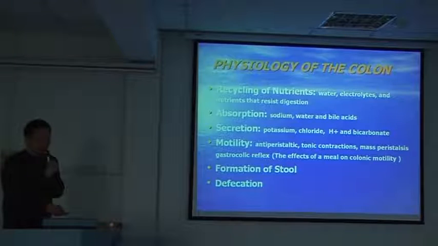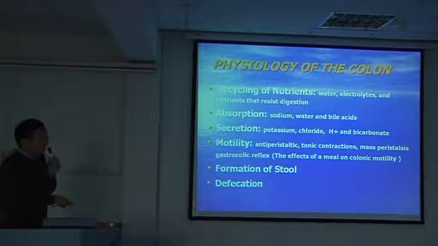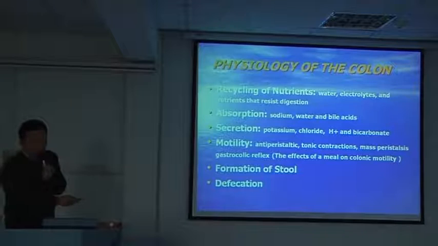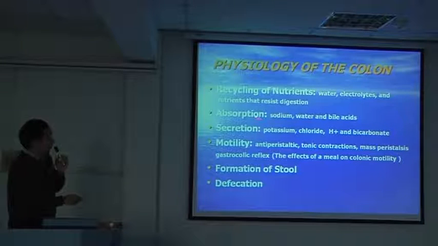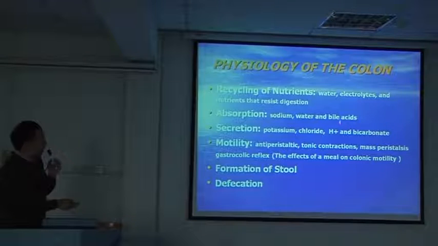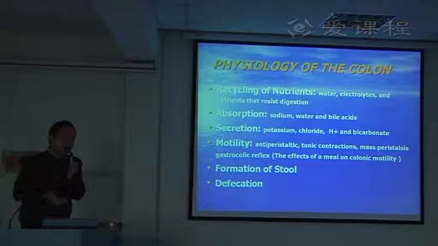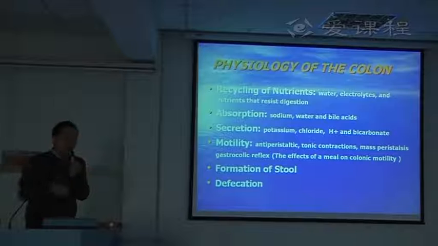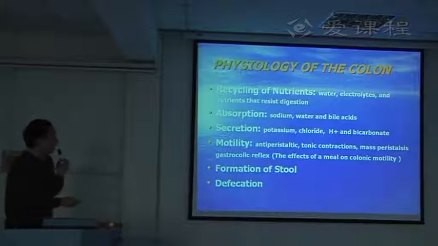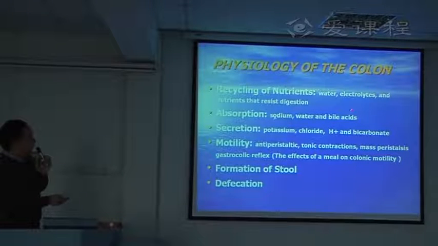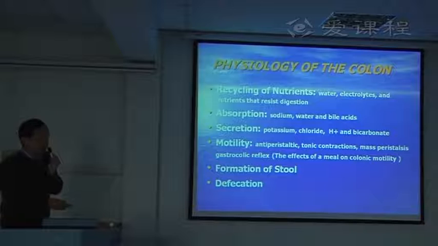Okay, then go to the physiology of the colon, which I just symbolize. The cycling of nutrition and absorption: some sodium, water, and bile acid can be absorbed. Because the material in the ileum area is fluid, and after it forms feces, it dries. So a lot of water, sodium, and bile acids can be absorbed, and also secretions: potassium, chloride, hydrogen, and bicarbonate.